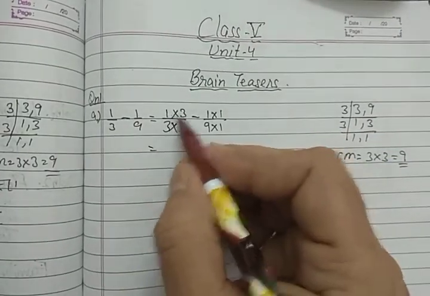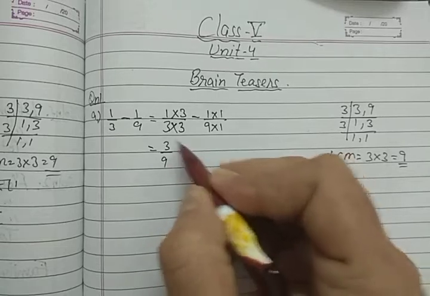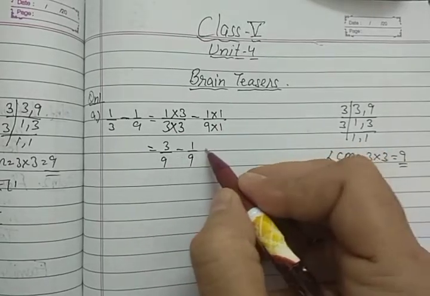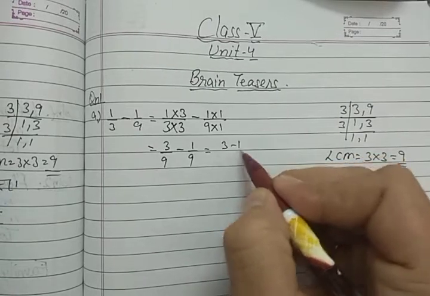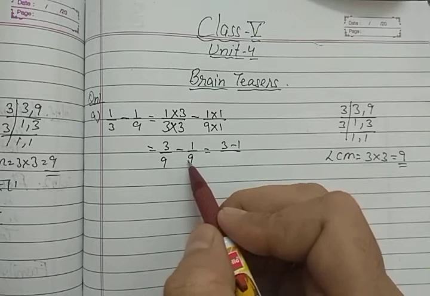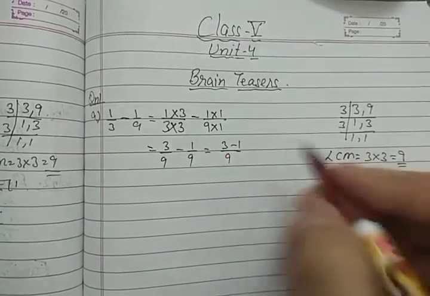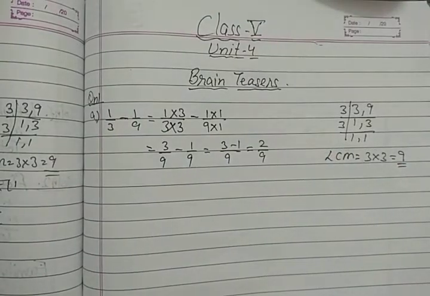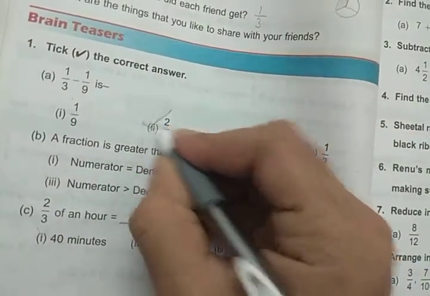Now solve it. 3 ones are 3 upon 9 and 1 ones are 1 upon 9. Now subtract it. So 3 minus 1, here the denominators are equal, so 3 minus 1, that is 2 upon 9. So let us see whether any option is like this, 2 upon 9. So yes, 2 upon 9 is our answer.